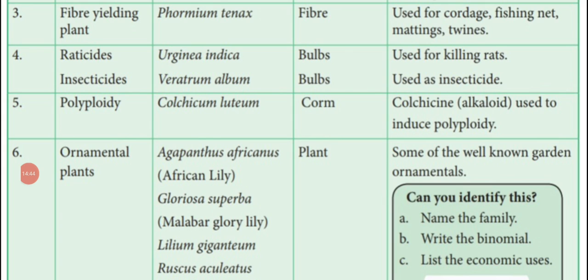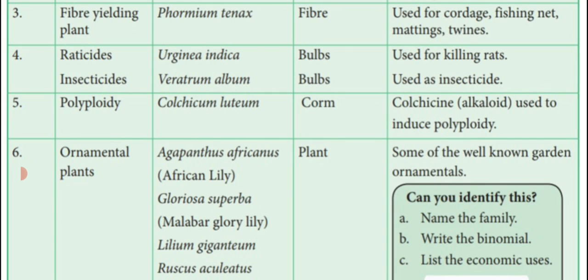Next one, fiber yielding plant, Phormium tenax. Fiber is used for cordage, fishing nets, mattings and twines. Raticides and insecticides: Urginea indica bulbs are used for killing rats. Veratrum album bulbs are used as an insecticide to kill insects. In the polyploidy breeding method, we use the chemical known as colchicine, produced from Colchicum luteum, which is a corm, used to induce the polyploidy process.